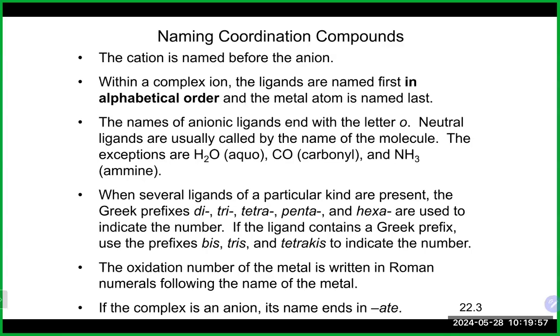If your complex ion is negative, then we roll with the older school type names for the metals, and those are the ones that typically end with ate. So instead of iron, it would be ferrate. Instead of copper, it would be cuprate, plumbate, and so forth, and chromate. We use the older school names for those metals when the complex ion is negative. Any questions on that?